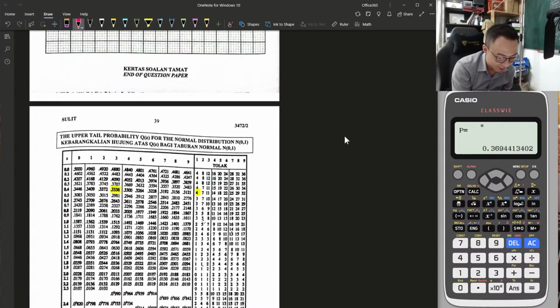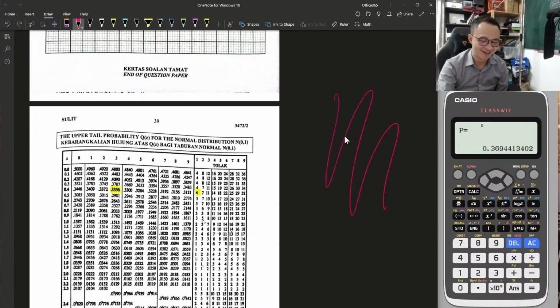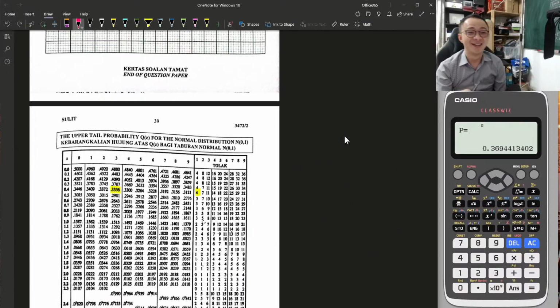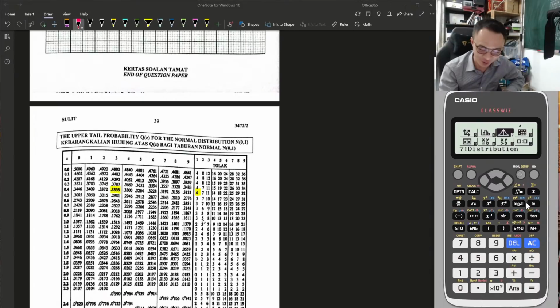So 0.333. So 0.33 is this one, which is 0. Oh my god, it has some problem already, you see. How many times does it want me to erase it? Oh my god, OneNote bug again. Okay, but the calculator is fine, so I can show you using the calculator.